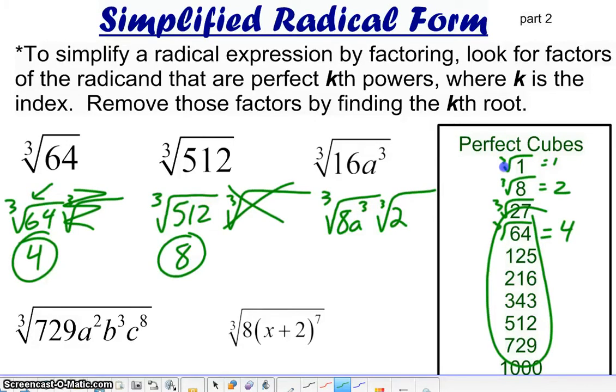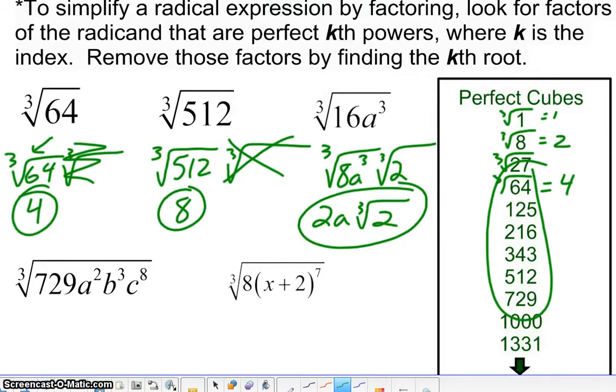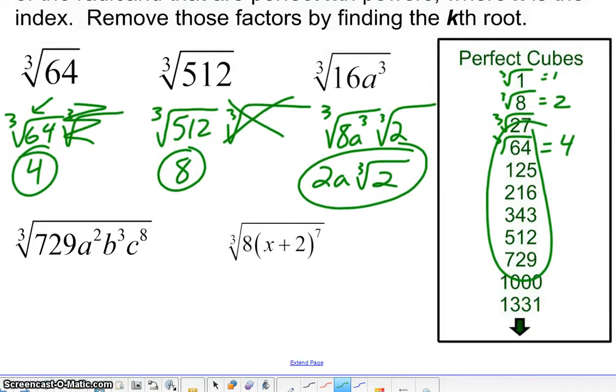And to simplify it, cube root of 8 is 2. 3 divided by 3 is a to the first. And cube root of 2 would be your final answer. Anything with an odd index, we do not have to worry about absolute values. Lots of different rules, so please practice these problems. Okay, cube root of 729. We want to split into 2.